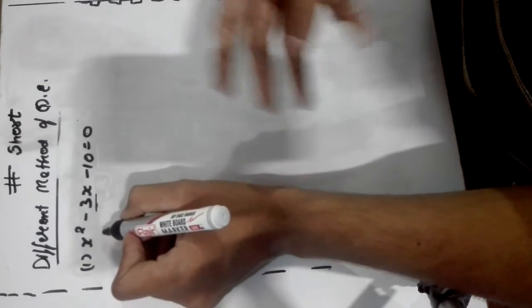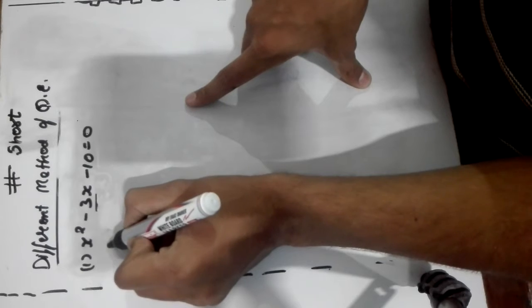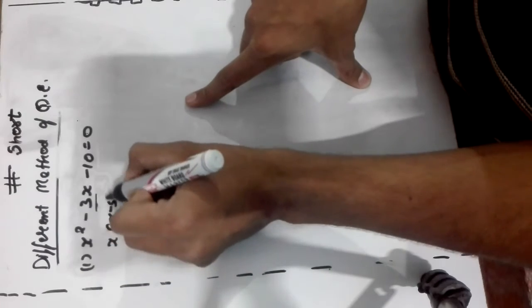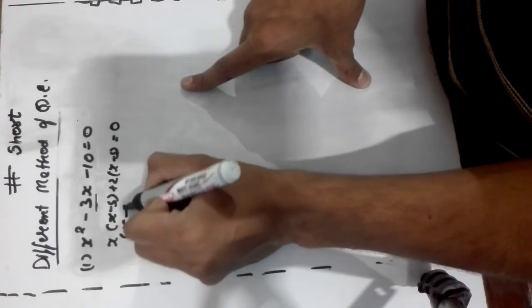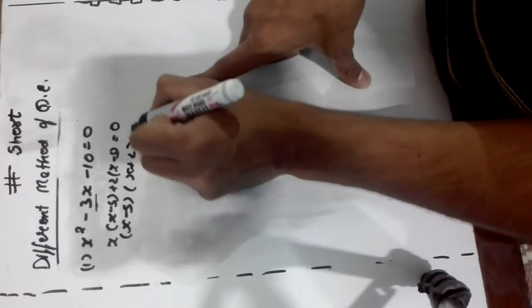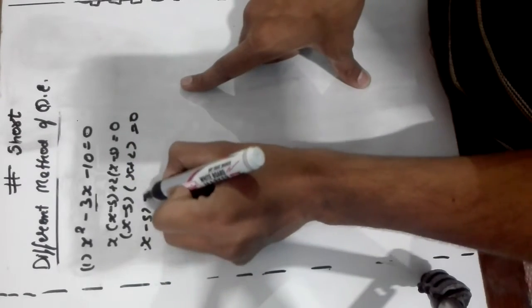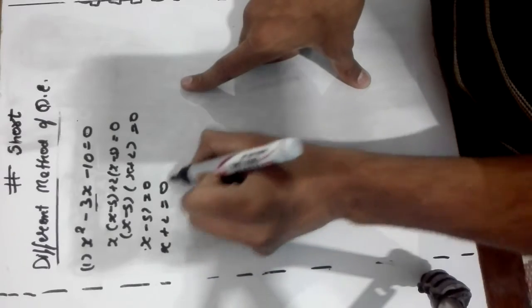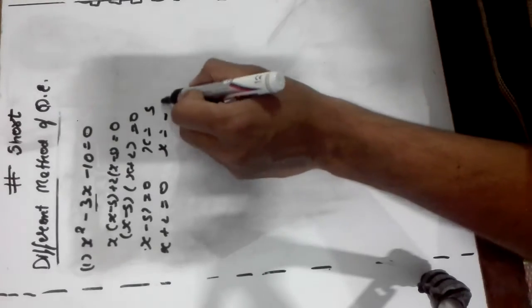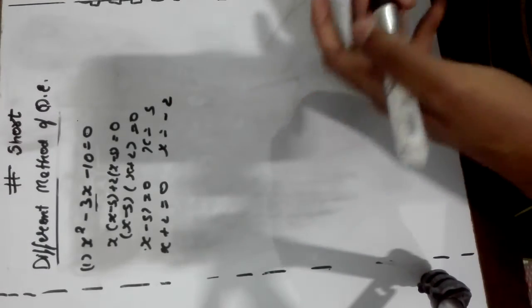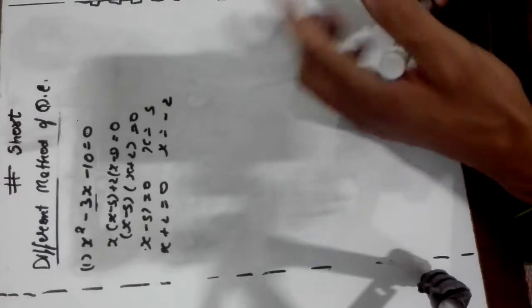So let's follow down here. We have x minus 5 plus 2 x minus 5 equals 0. Then we have x minus 5 times x plus 2 equals 0. Then we have x minus 5 equals 0, x plus 2 equals 0, and we get x equals 5 and x equals minus 2. So this is a short example to solve the quadratic equation. Now I will give you another example to solve in a very short way.